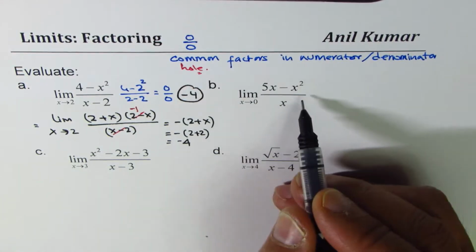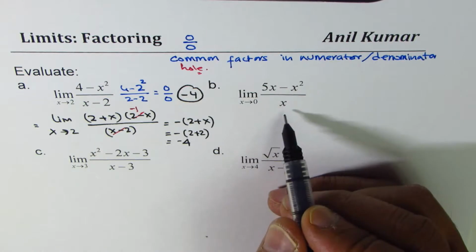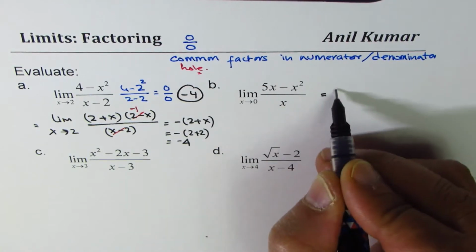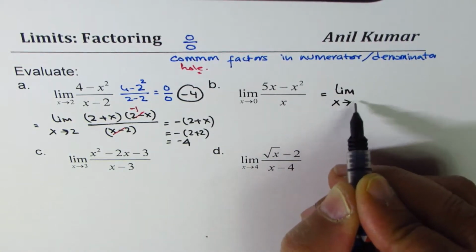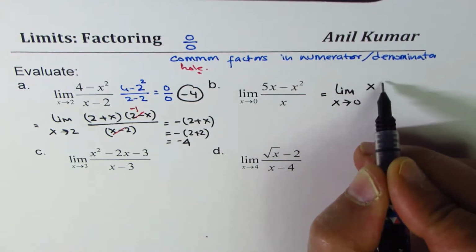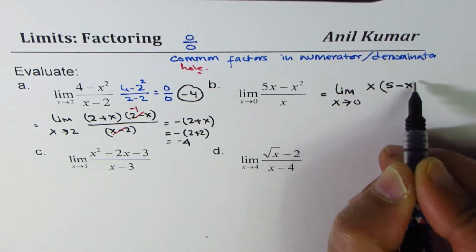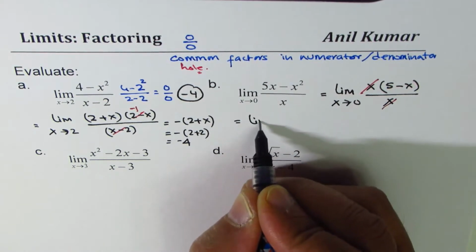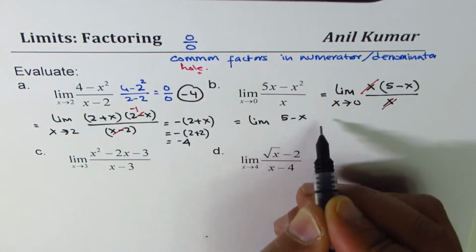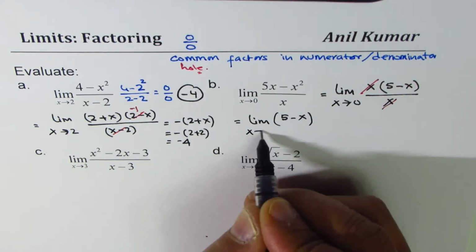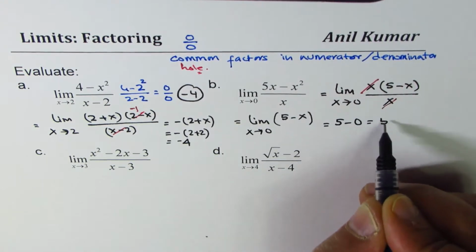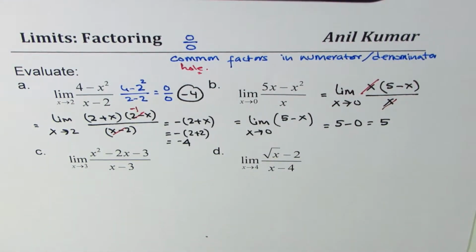Okay. Now let's do the next one. So when you substitute 0, we get 0 over 0. That means there is a common factor. And you can very clearly see it could be written as limit x approaches 0. X is a common factor, correct? And we get 5 minus x divided by x. Now the common factor cancels out. Do you see that? So we could write this as limit 5 minus x, right? When x approaches 0. So if I substitute 0 here, I get 5 minus 0, which is 5. So the answer is 5 for B.